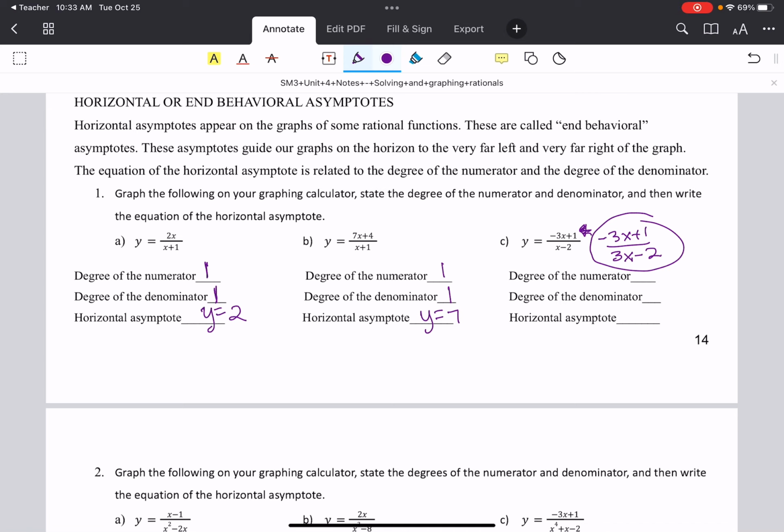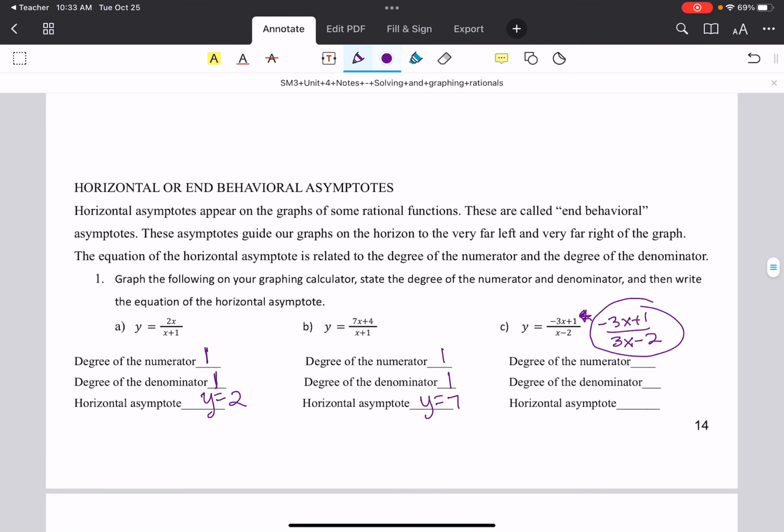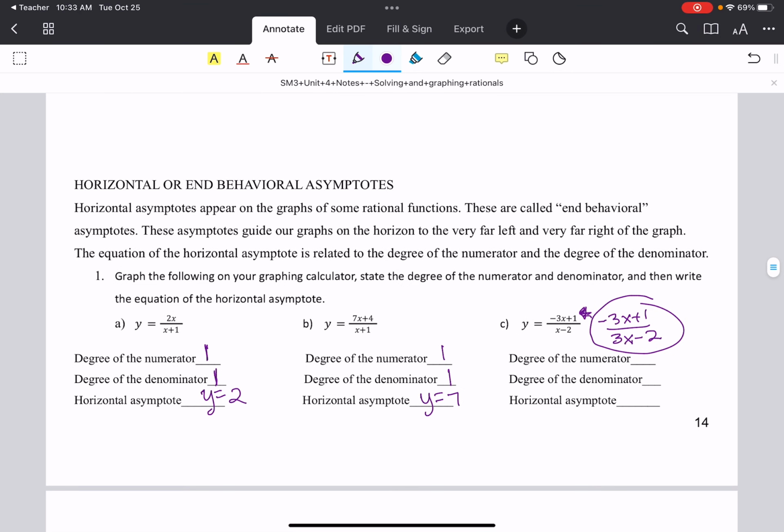We should probably graph. Basically, it's the top x divided by the bottom x. It's not negative 1. Negative 3 divided by 3 is negative 1. Just look at your calculator.